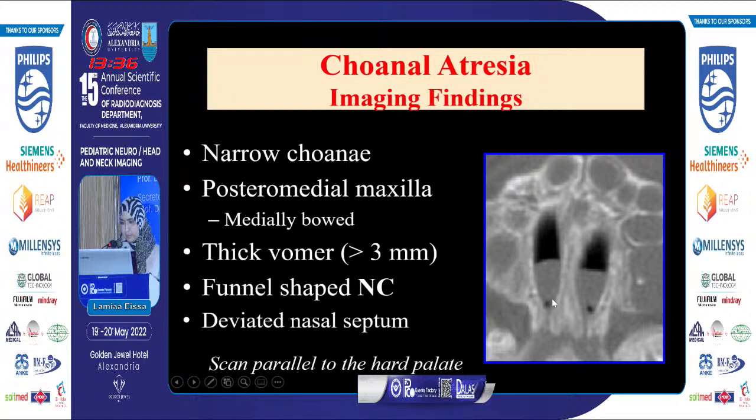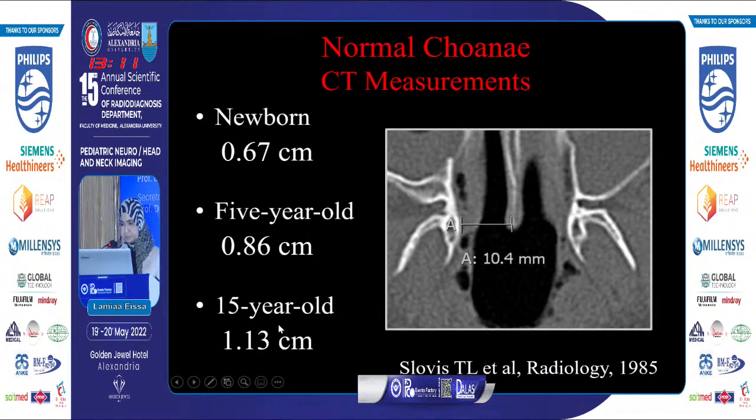Here we have this narrowing of the posterior choana, and there is bowing of the posteromedial maxilla. Also, we have a thick vomer, more than 3 millimeters. This vomer is very thick compared with the normal vomer. And you can have a funnel-shaped nasal cavity, instead of the rectangular appearance. Sometimes it may be associated with a deviated nasal septum.